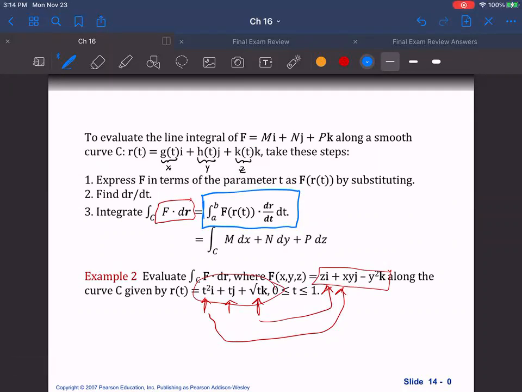All right, and so we come over here, and we can see this right here where we can do this. So to evaluate the line integral of F equals M i plus N j plus P k along the smooth parameterized curve, g of t in the i direction, h of t in the j direction, and k of t in the k direction, take these steps. First, you're going to express F in terms of the parameter t by doing substitution, where whatever is in the i component, that's x, this is y, and whatever's with the k component is z, and you're going to substitute those in. And then you're going to find your velocity vector, dr dt, and you're going to then plug them in and integrate with this one that I have the blue box around, and just go ahead and integrate just like that.